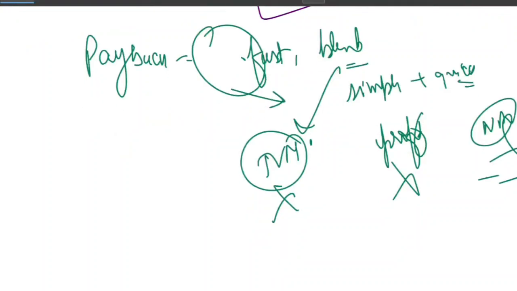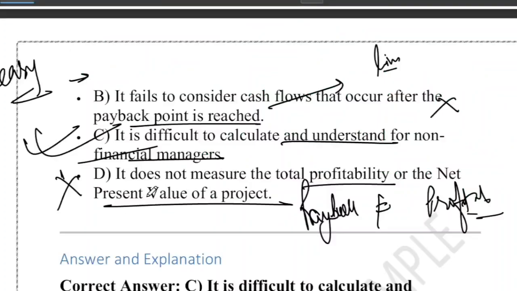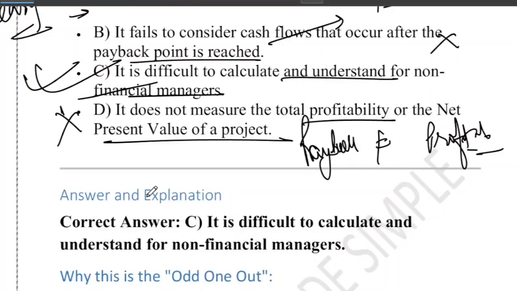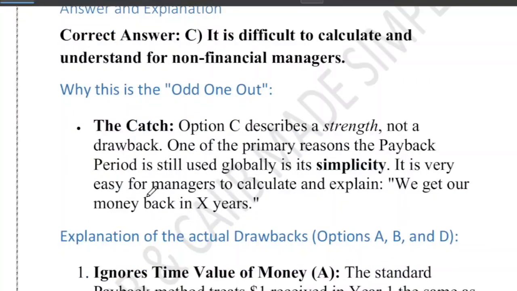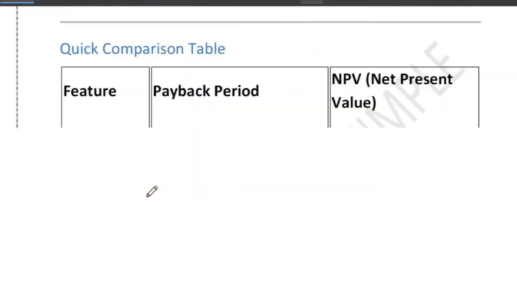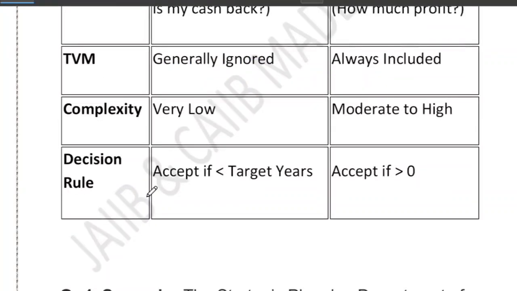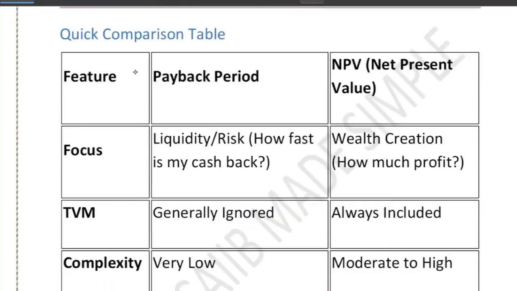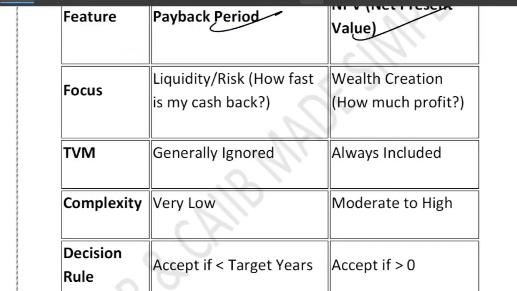So what we learned from the discussion is that payback is the simplest method. So option C is a strength, not a drawback. It ignores TVM. It ignores the cash flow after the payback, and profitability and NPV are also ignored. So I hope it is crystal clear. And this particular table clearly compares the payback and NPV, right? So you can go through them.